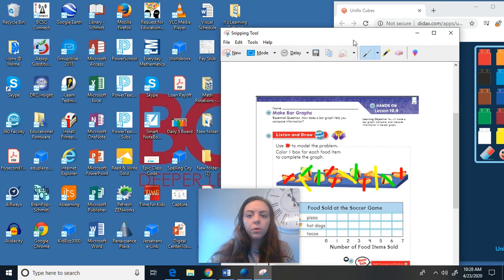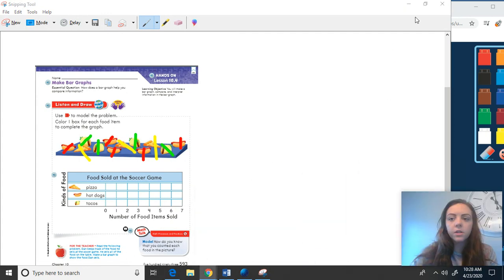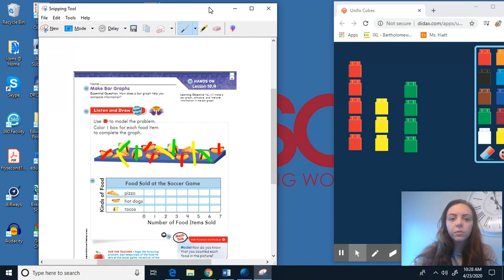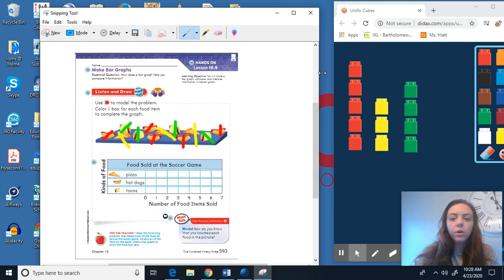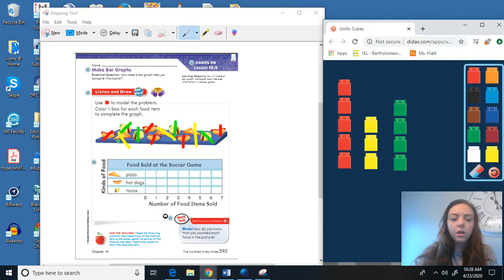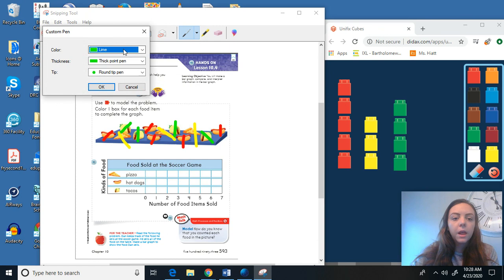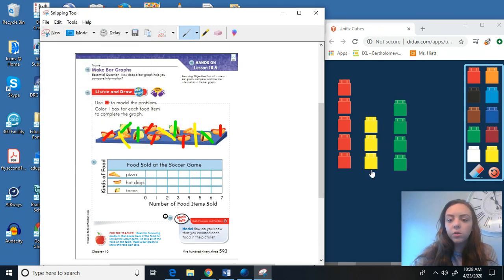All right, so now what we're going to do is we're going to color through. Sorry, I just want you to be able to see this at the same time. All right, we're going to color these cubes we have over here. We're going to color them on our graph. All right, so the first one on our graph is pizza. And remember, we did yellow for pizza. So we are going to use our yellow. And like we said over here, 1, 2, 3. So we're going to take our yellow and we're going to color in 3 boxes.